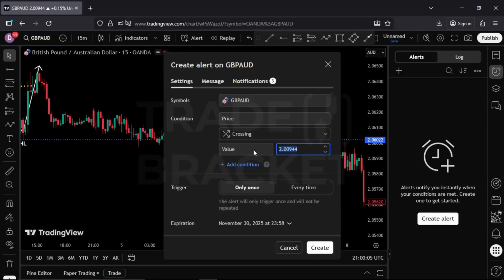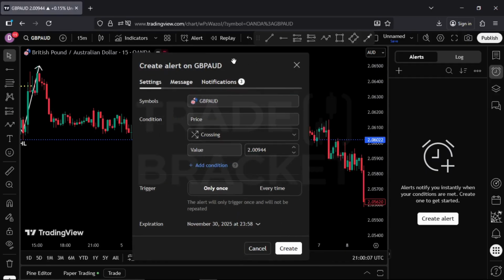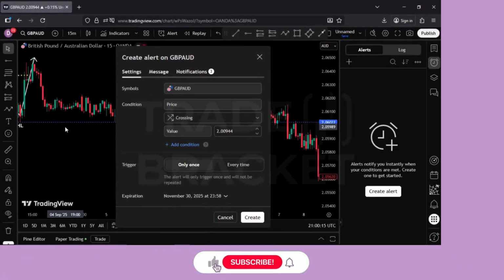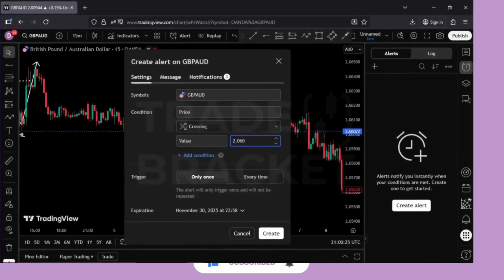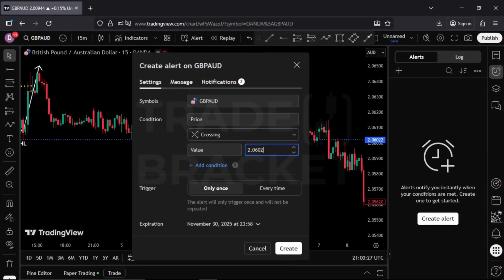The alert window comes up. So you want to use this figure right here, because this is where I want to place my alert. Remember, this was the line I drew at the last higher low. So I'll go ahead and delete this. It says 60, 22. So this right here is where I want to place my alert.